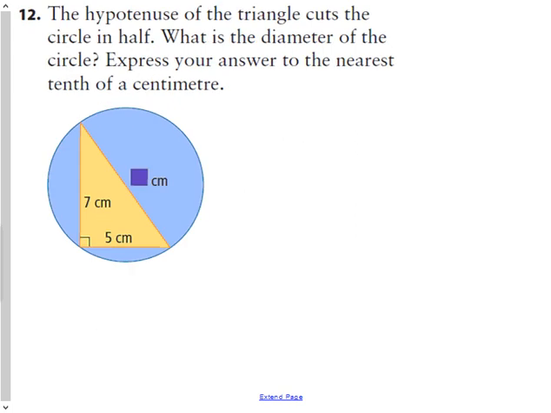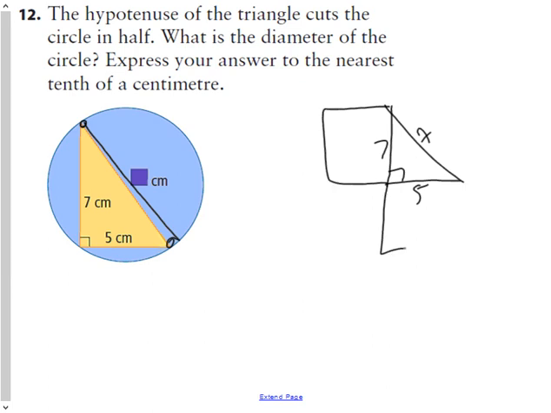Question 12 says the hypotenuse of a triangle, or as some students say, the hypnosis of the triangle, cuts the circle in half. What is the diameter of the circle? So there is the diameter, poorly drawn. It's the hypotenuse of the right triangle. So over here, if I was just to redraw another right triangle, I put 7, 5, and X, and put my squares on here.